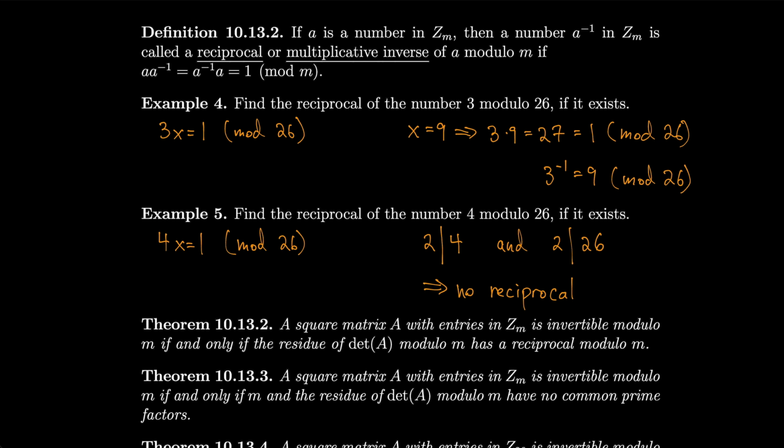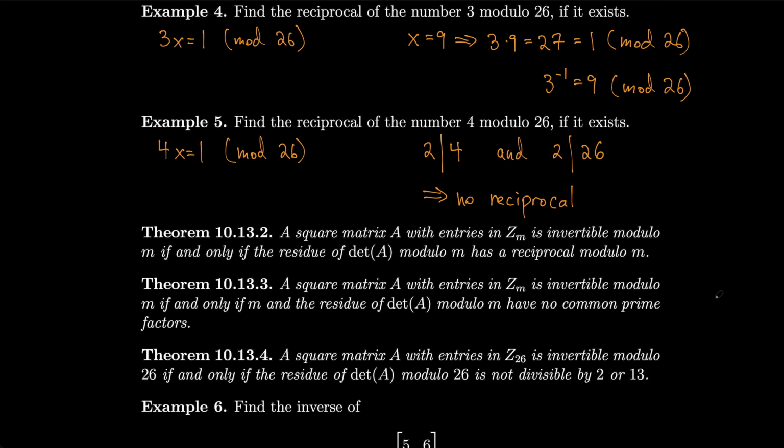Any square matrix A with entries in Zm is invertible modulo m if and only if the residue of the determinant of A modulo m has a reciprocal modulo m. So that's why we care about reciprocals. A square matrix A with entries in Zm is invertible modulo m if and only if m and the residue of the determinant of A have no common prime factors. A square matrix A with entries in Z26 is invertible modulo 26 if and only if the residue of the determinant of A modulo 26 is not divisible by 2 or 13. As we could see over here, it was divisible by 2, so we got no reciprocal.